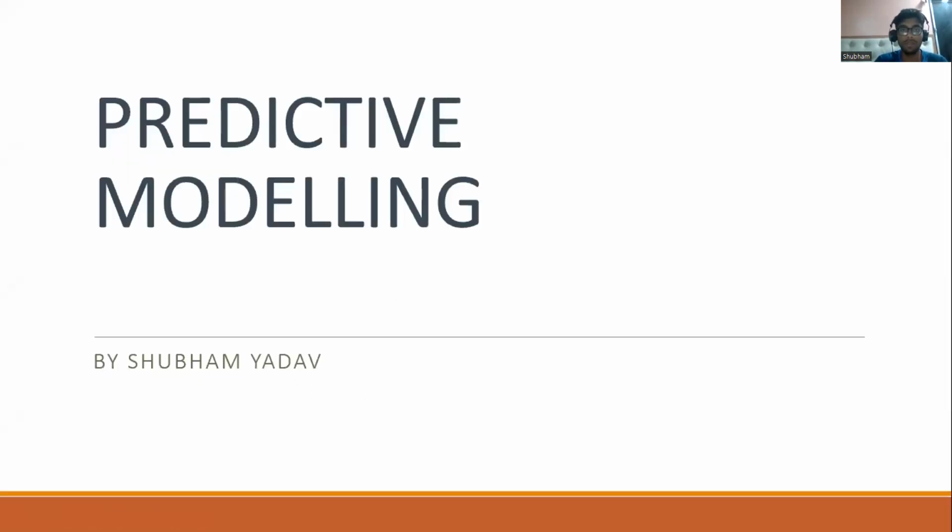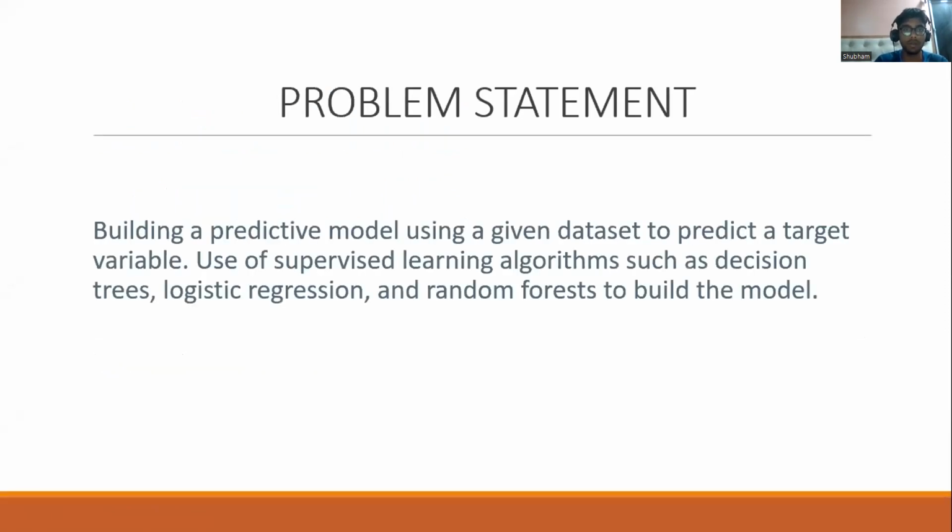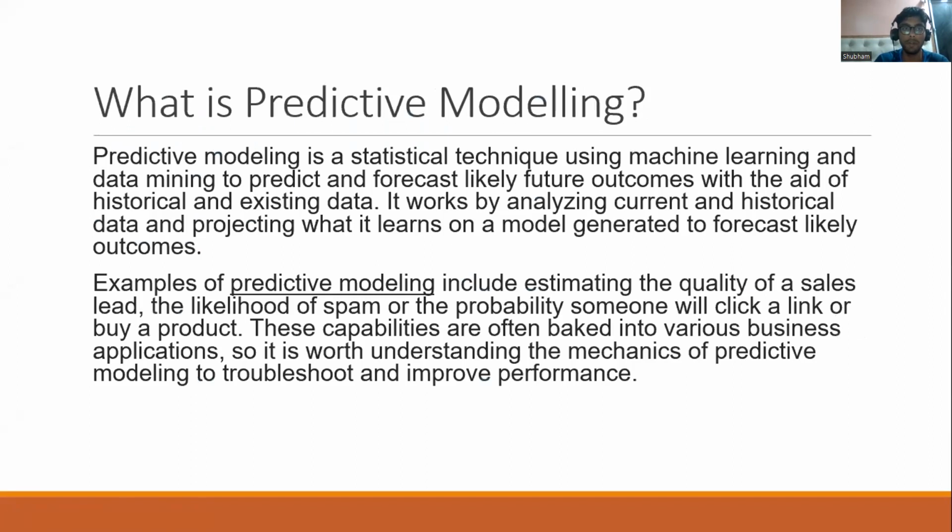Good evening, one and all. I am Shubham Yadav from the Artificial Intelligence and Machine Learning batch. My topic is predictive modeling. The problem statement is to build a predictive model using a given data set, the student performance data, to predict a target variable, the math score, using supervised learning algorithms such as decision trees, logistic regression, and random forests.